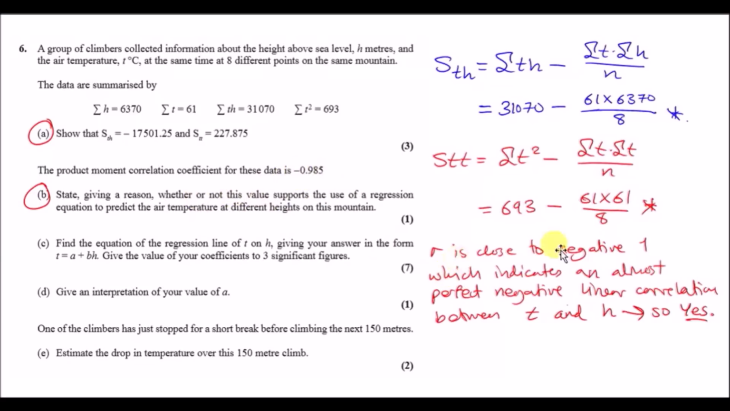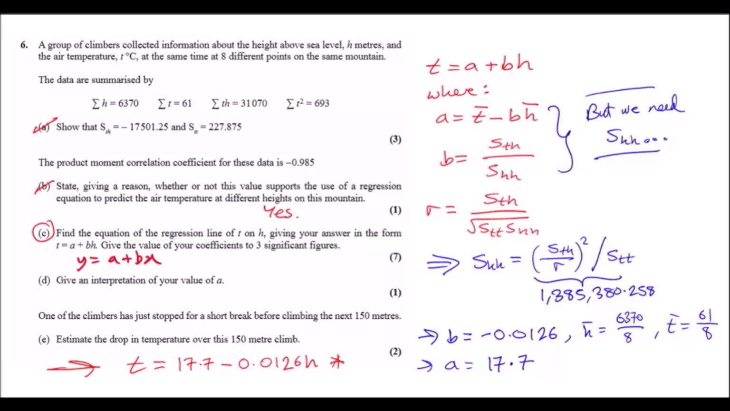So yes. And my reasoning here is that r is close to negative 1, which indicates an almost perfectly negative linear correlation between the temperature variable, the air temperature, and the height above sea level. So yes. As long as it's very clear that you stay as close to plus or minus 1, then you're fine. So let's go into C, guys.